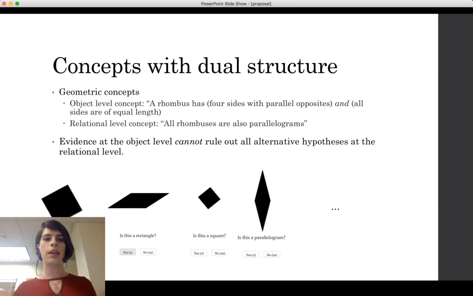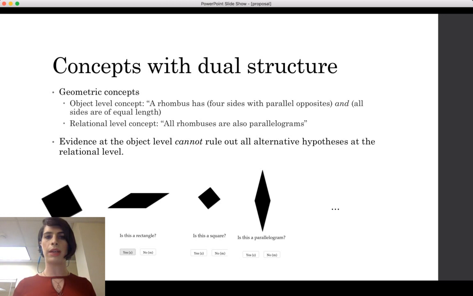To see what I mean, consider the example of a rhombus. I've taken individual screenshots of the actual training phase in the experiments that I'll talk about later, but just look at the examples that our learners see. At the object level, each of these can rule out alternative definitions for what a rhombus is. So a rhombus is simply a quadrilateral that has all sides equal and not necessarily all interior angles at 90 degrees. They can rule out all alternative explanations at the object level here.